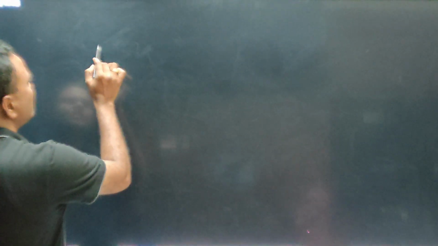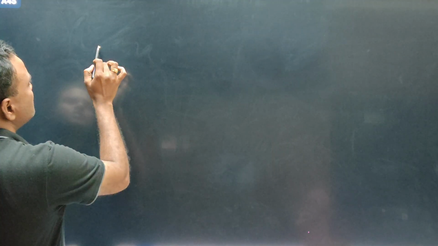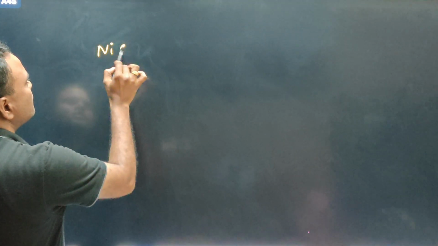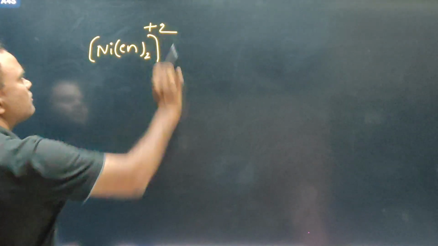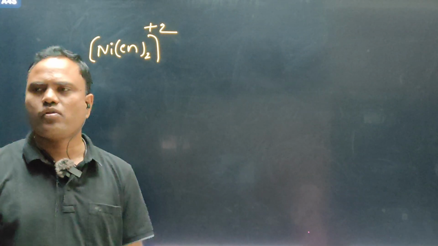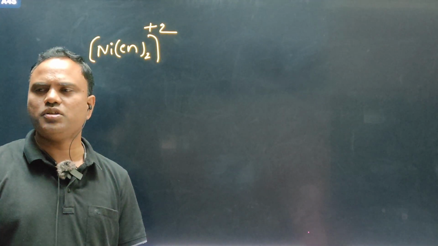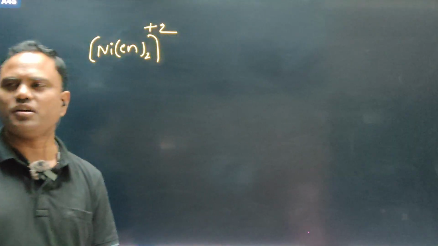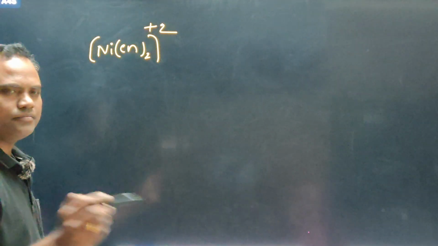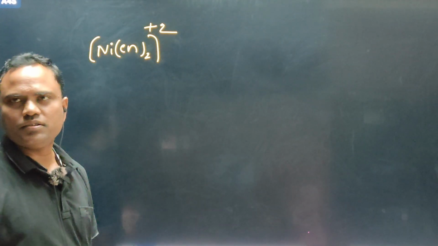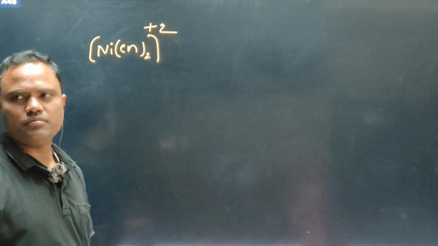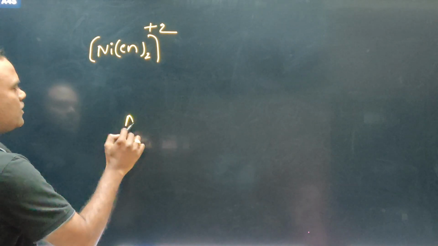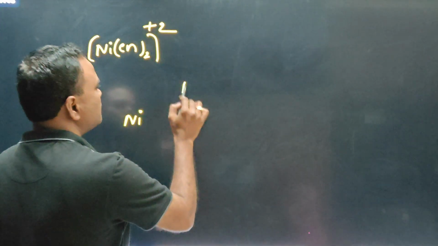I am taking ethylene diamine. One example: nickel, en taken twice. What is ethylene diamine? Today only you learnt about ethylene diamine. Ethylene diamine comes under which category, Aisha? Bidentate, negative or neutral? Bidentate neutral. Nickel. See, I am writing ethylene diamine here.